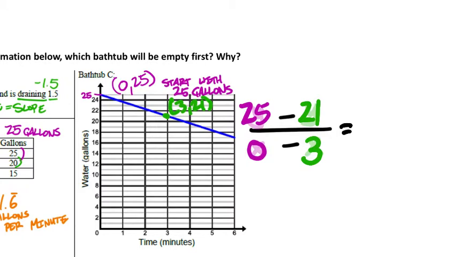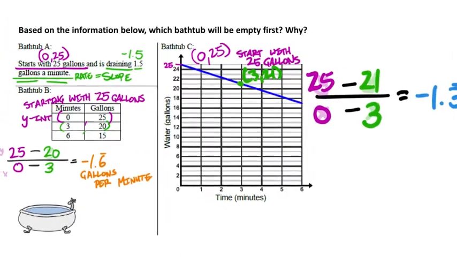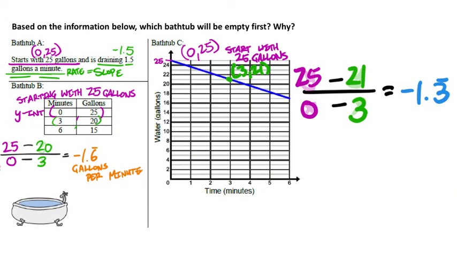This will tell me the drain rate of bathtub C. So n over d, 25 minus 21, all over 0 minus 3. I got negative 4/3. Again, I do want the decimal value on this one. It shows negative 1.3 repeating, okay? So as it turns out, we did not need to show or round anything on this. Yeah, that's 1.3 gallons per minute. That's now fastest drain, okay?